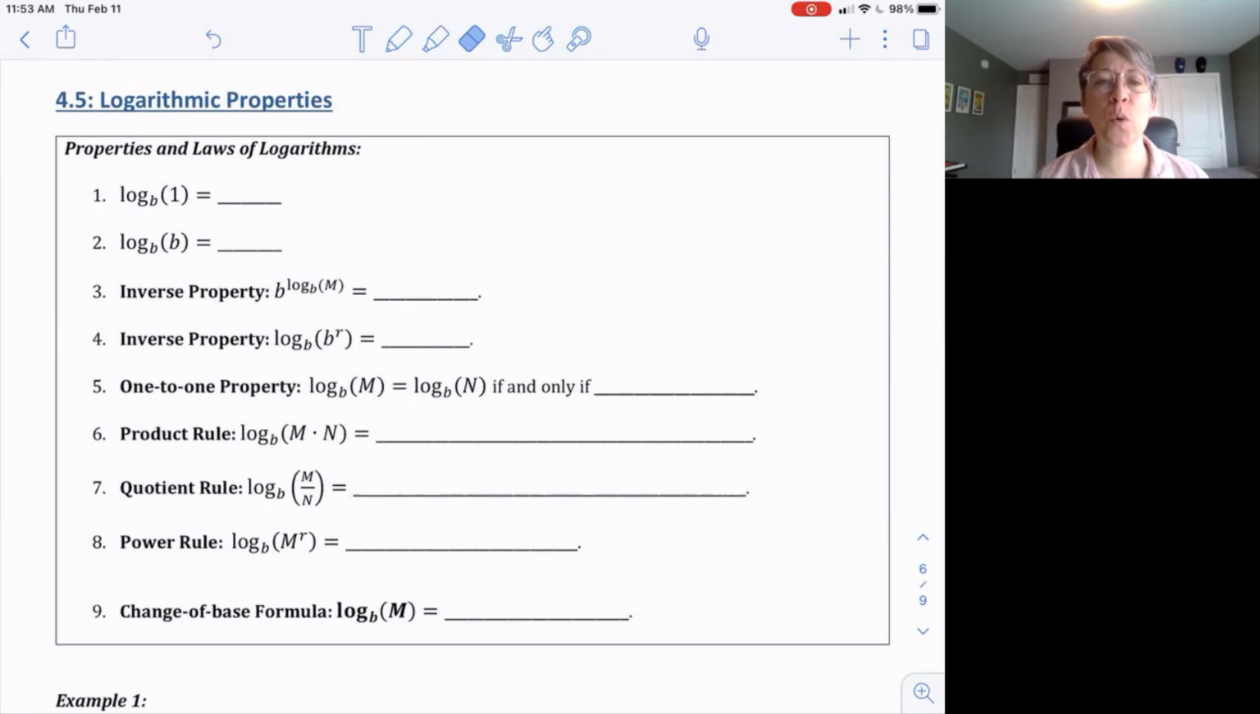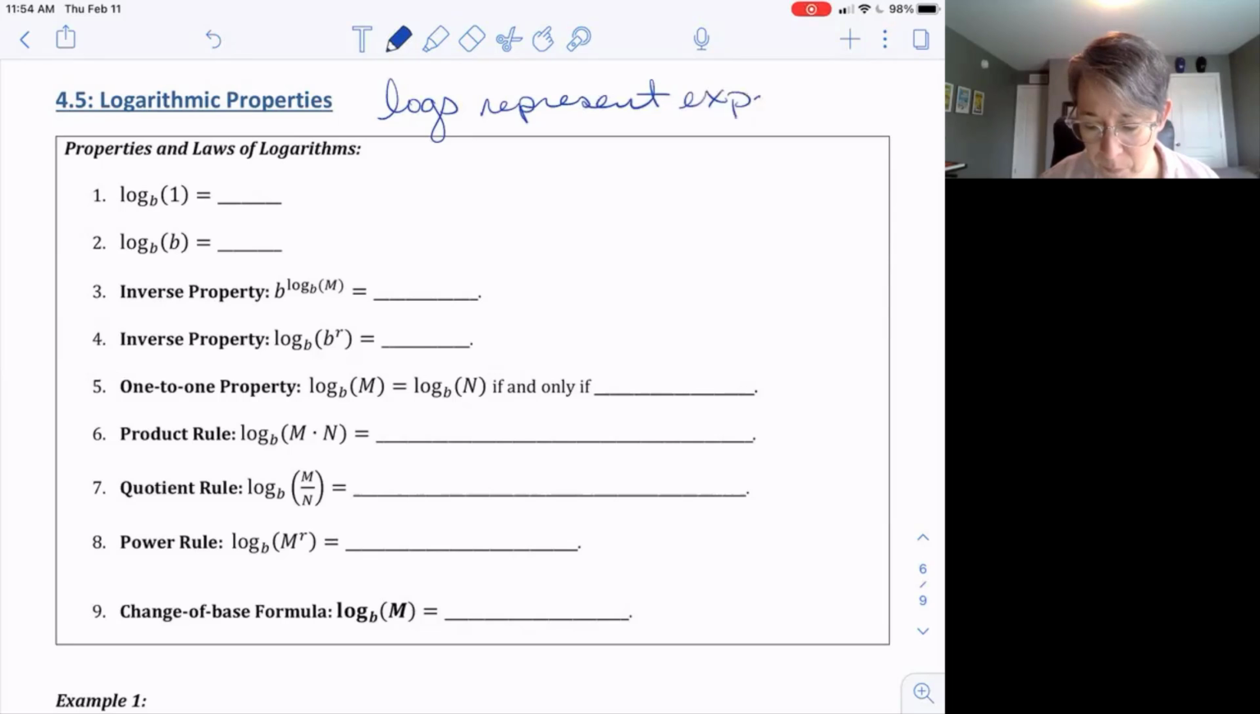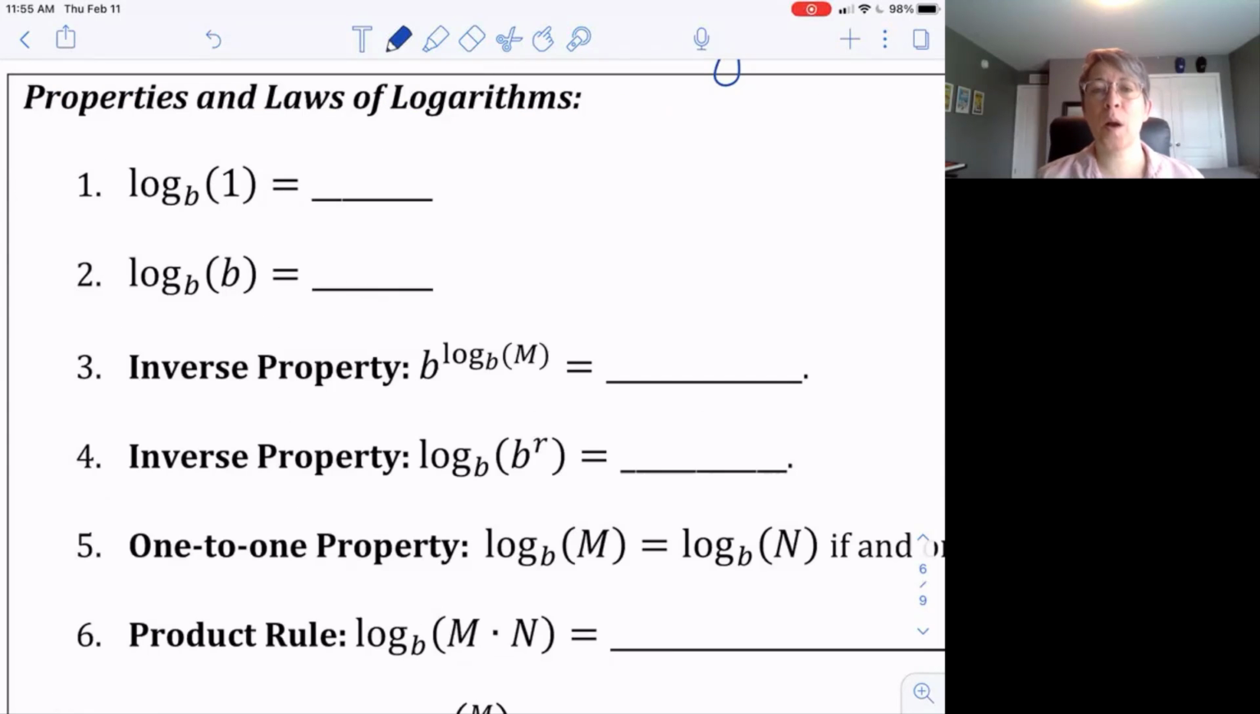Now we're starting section 4.5, logarithmic properties. Remember in the last section, we talked about how logs represent exponents. So when we're talking about these properties, they're going to follow along some of the exponent rules that we already know. Some of these properties we've already alluded to in the previous section with our examples.